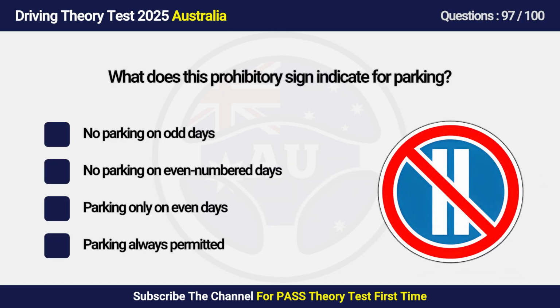Question 97. What does this prohibitory sign indicate for parking? A. No parking on odd days. B. No parking on days. C. Parking only on even days. D. Parking always permitted.